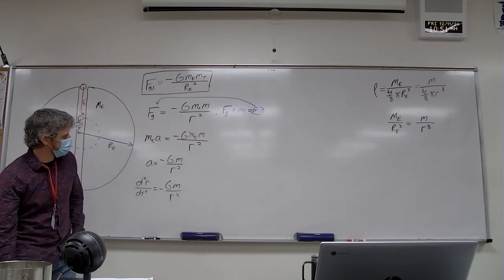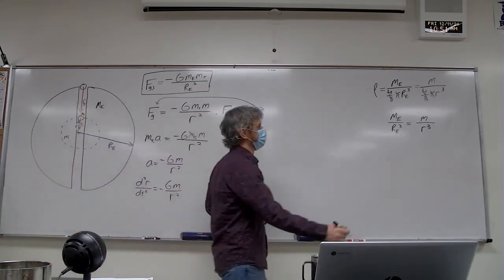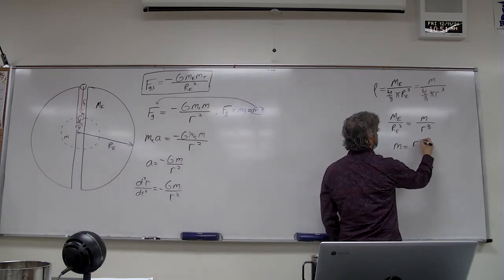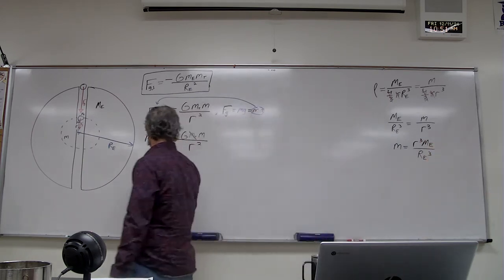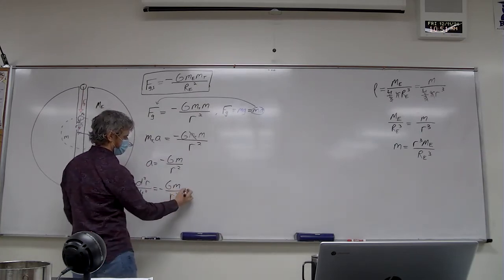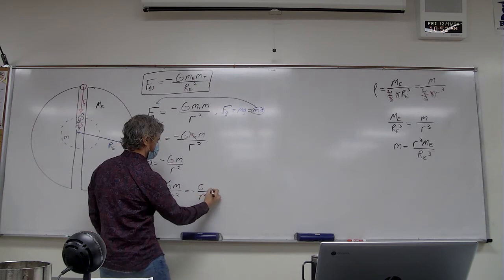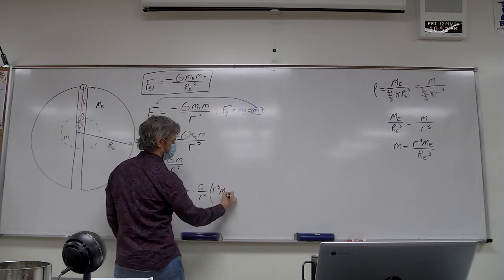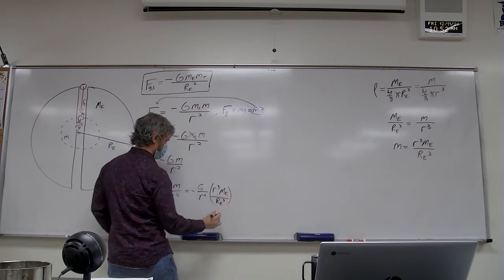What happens if we solve for m and plug it in here? We'll get r cubed. So I get little m equals r cubed, mass of the Earth, over radius of the Earth cubed. If I plug that in for m here, I get negative g over r squared times r cubed, mass of the Earth, over radius of the Earth cubed.